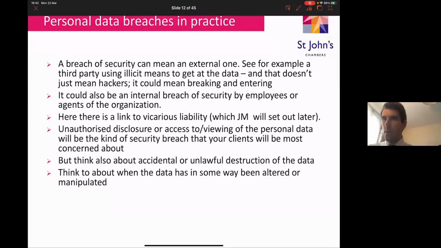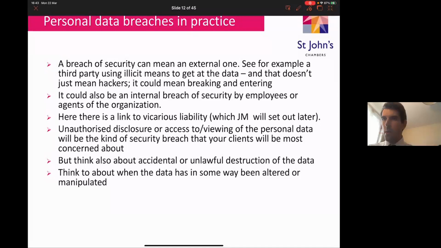And what do we mean in practice by what breaches or personal data breaches are? Well, it seems to me they can typically be internal or external. External probably means a third party using illicit means to get at the data, so to access it illegitimately or unlawfully. But that doesn't, it seems to me, just mean hackers in the modern day context. It could mean breaking and entering physically into your data controller's premises.